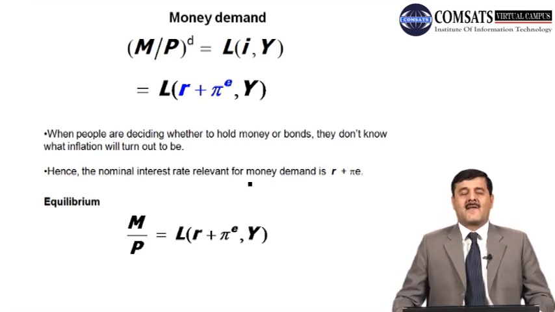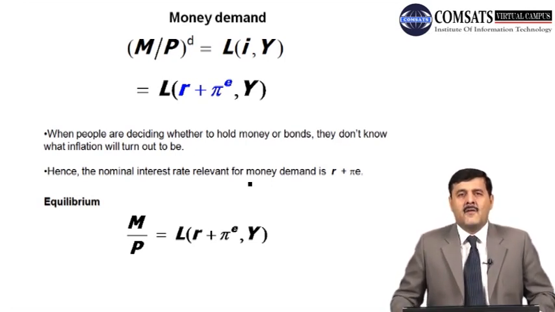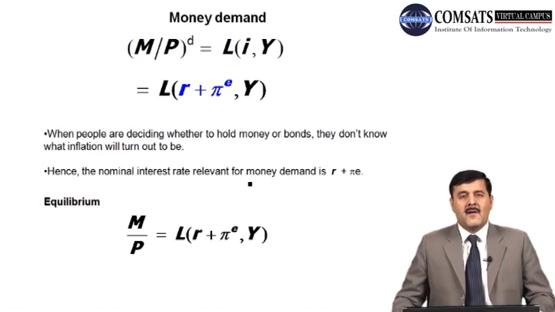So for this reason we can say that the nominal interest rate for demand for money would be equal to small r, which is the real interest rate, plus expected inflation pi E. Right, so equilibrium in the market would be M over P is equal to L of r plus pi E comma Y. So the demand for money depends on the nominal interest rate, which is here equal to the real interest rate plus expected inflation, and real income in the economy, right?